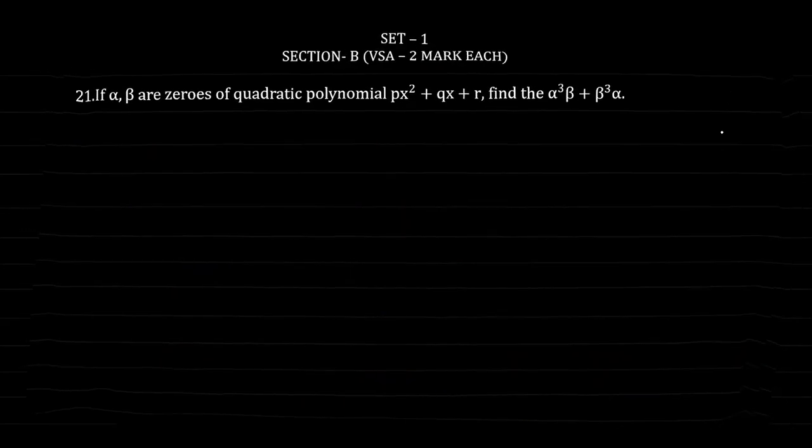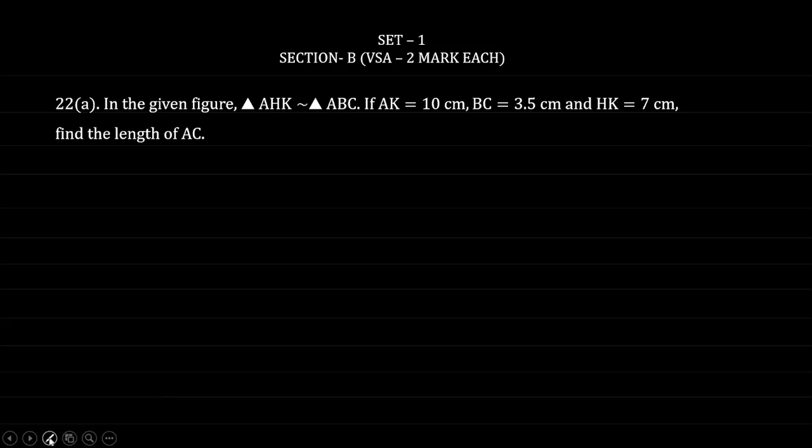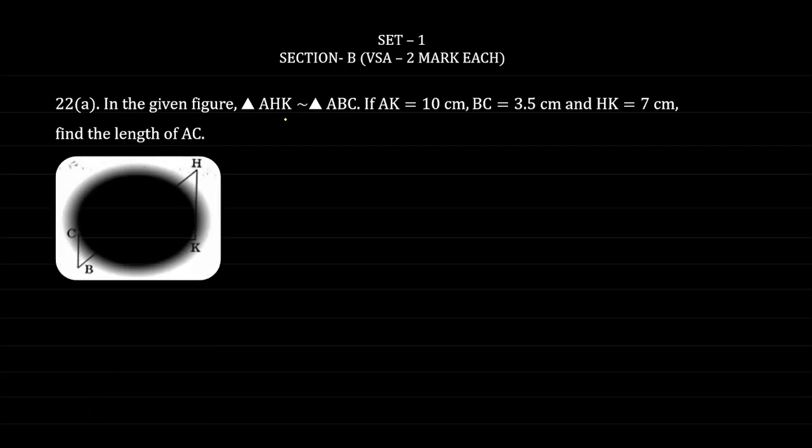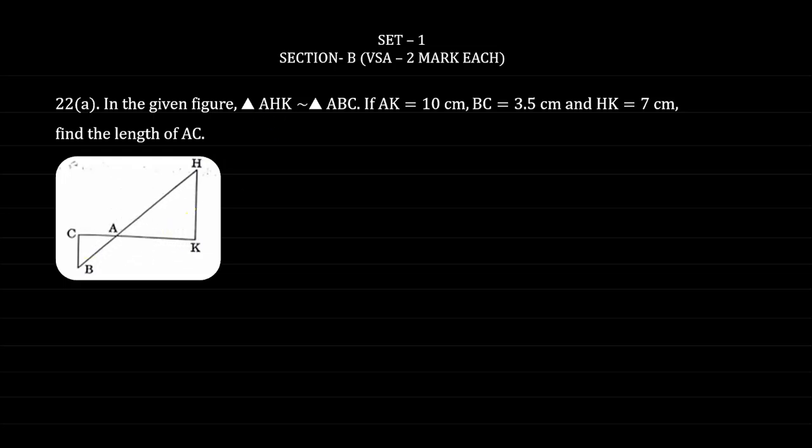Okay, moving on to the 22nd question. Here we have a choice. This is the first question. In the given figure, triangle AHK is similar to triangle ABC. This is a question from the triangles chapter based on similarity. If AK is equal to 10 centimeters, so let's mark here, this is equal to 10 centimeters. BC is equal to 3.5 centimeters. HK is equal to 7 centimeters. Find the length of AC.